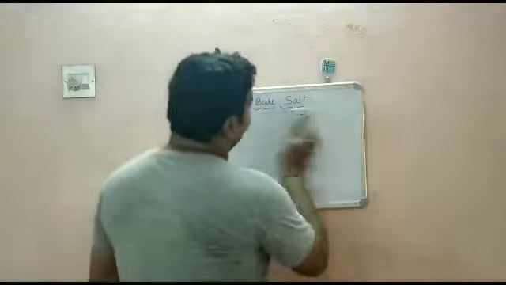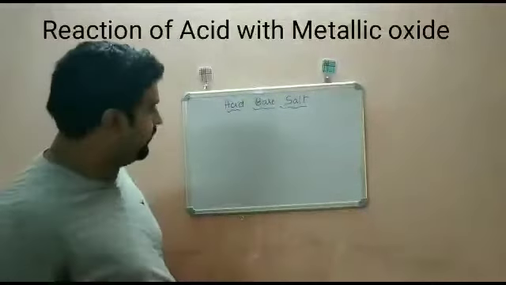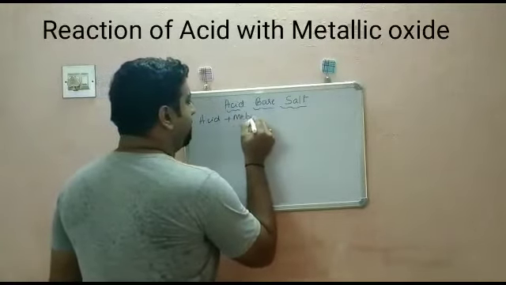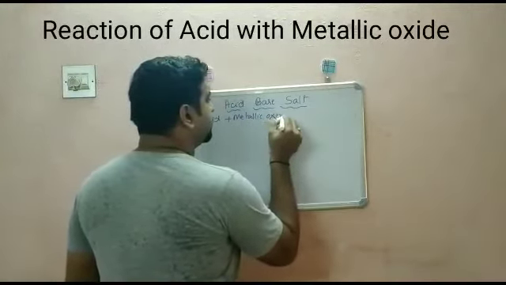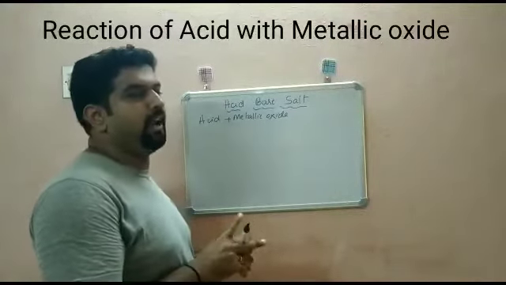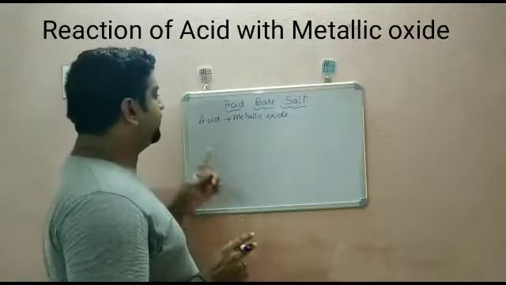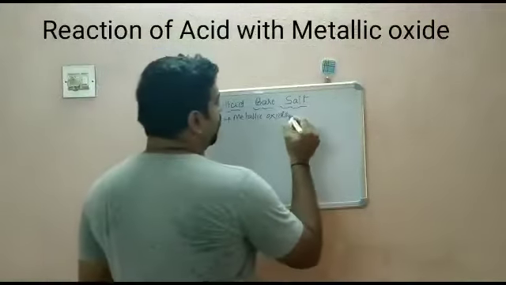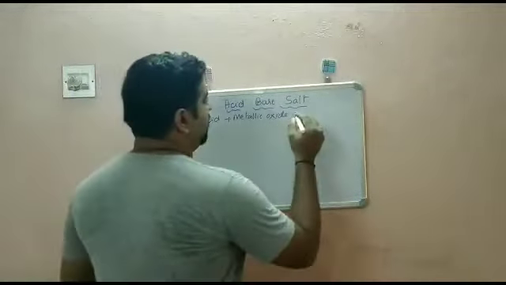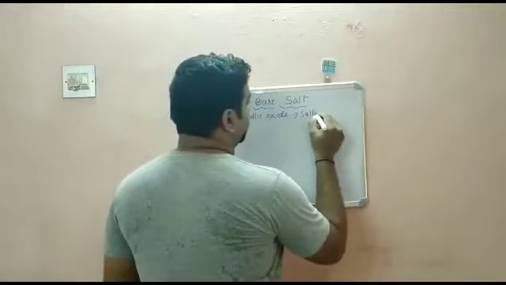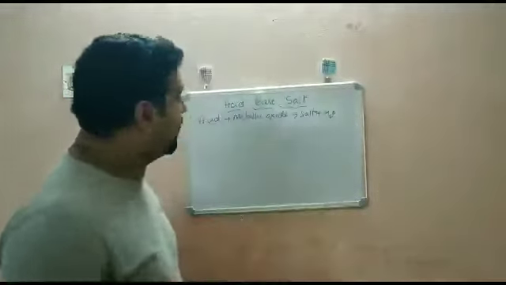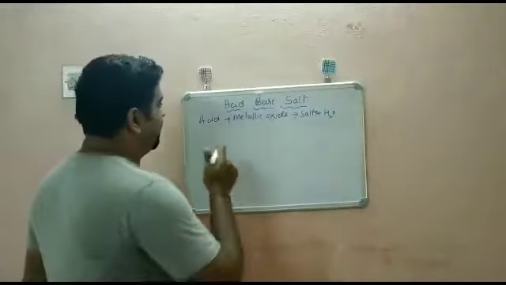Acid reacting with the metallic oxides. Previously we discussed metal carbonates and metal hydrogen carbonates. Now we are discussing what the metal oxide will give. It will give again a salt plus water. So only two products it will give.